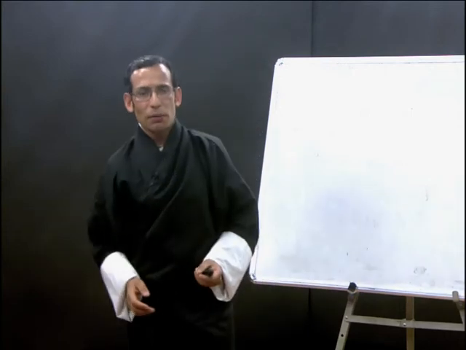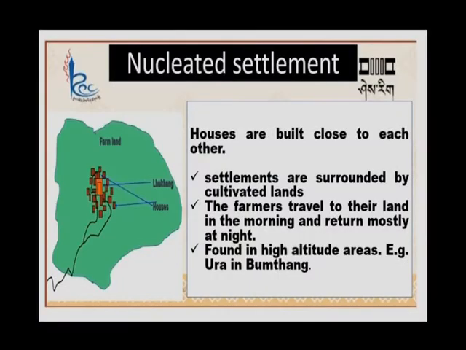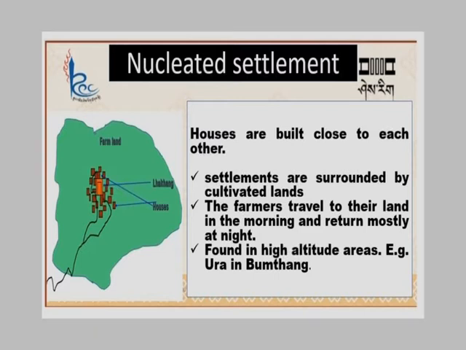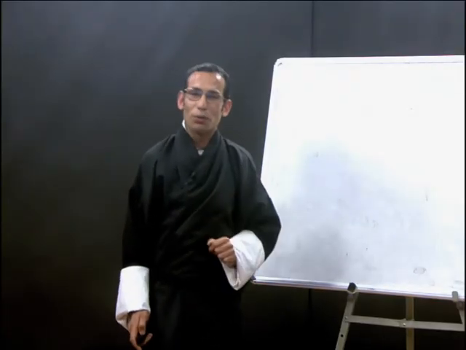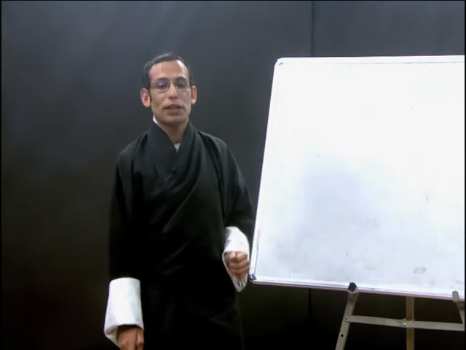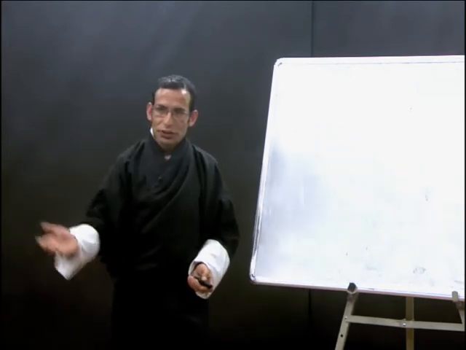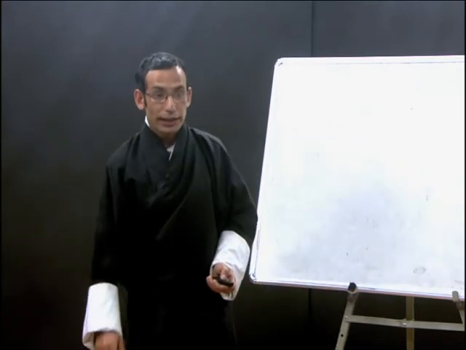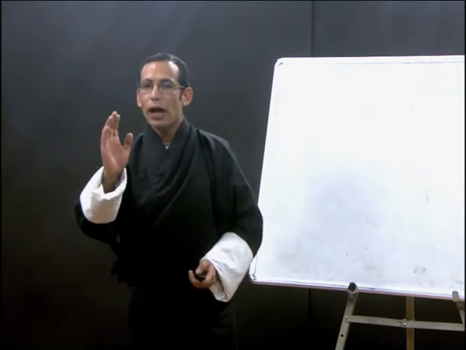So, if you see in the diagram, nucleated settlements are surrounded by cultivated lands, which means people's land is located far away from the settlement, right? Therefore, people will go to their farmland early in the morning and return home only in the evening. Therefore, during the daytime, the population is less in the houses and there will be more population in the farmlands. People will go for working, okay. And such types of settlements in Bhutan are mostly found in higher altitude areas. Ura in Bumthang can be a best example of this.